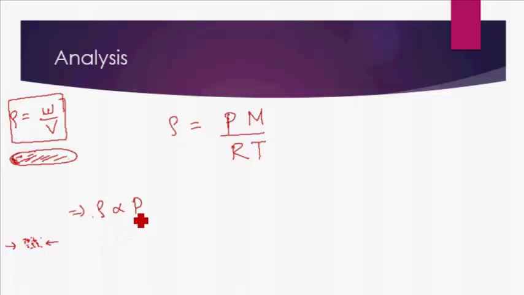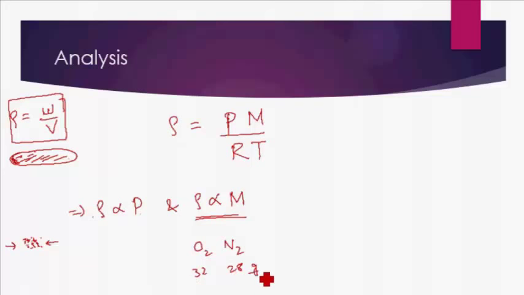Also, density is directly proportional to molar mass. From over here, density is directly proportional to molar mass. Why is that? This is pretty straightforward. Molar mass is the mass of 1 mole of gas. So if a certain gas has greater mass, for example, if you compare oxygen and nitrogen, N2 has a molar mass of 28 gram and oxygen has a molar mass of 32 gram per mole.